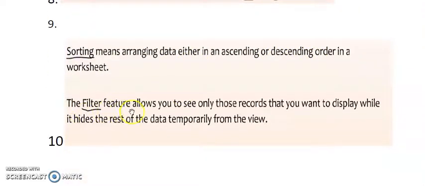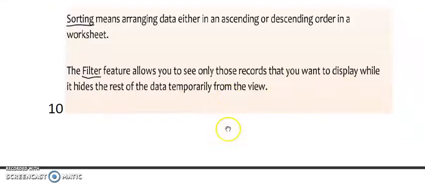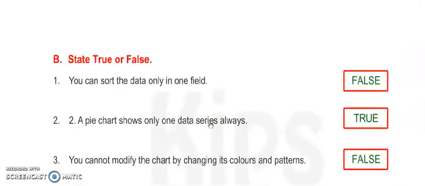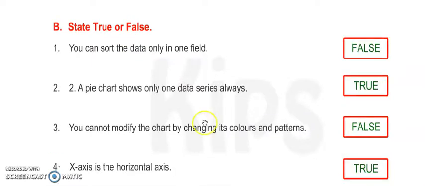Number 10 is the filter feature allow you to see only those records that you want to display, while it hides the rest of the data temporarily from the view. Okay, now we have done 1 to 10 fill-ups. Now move on to exercise number B.